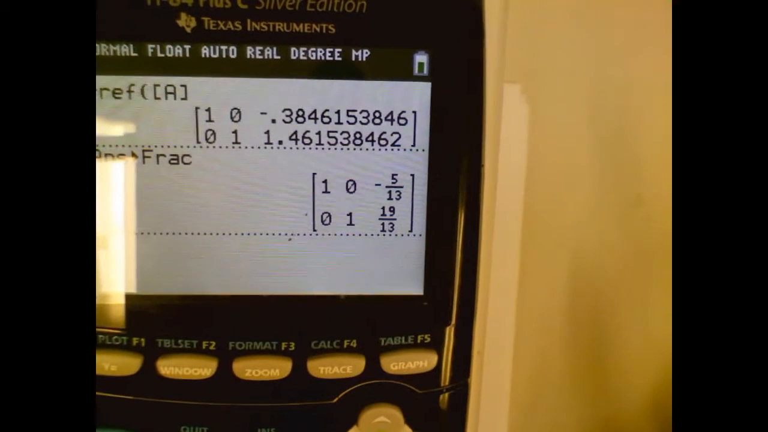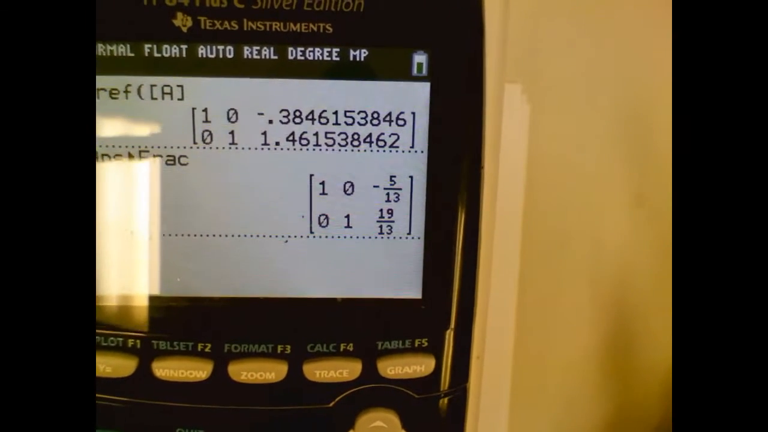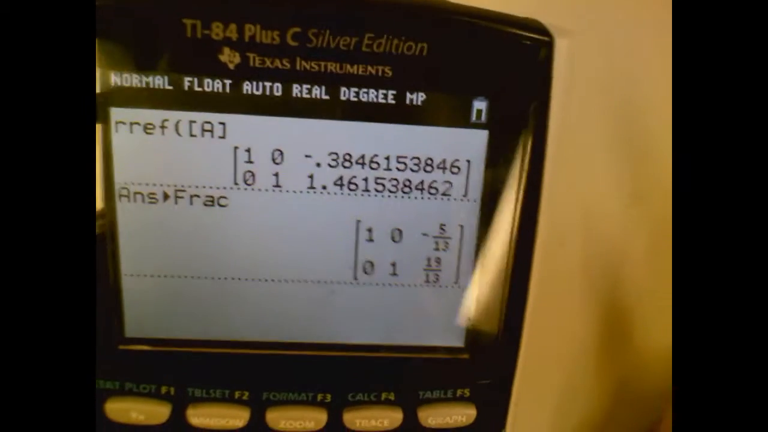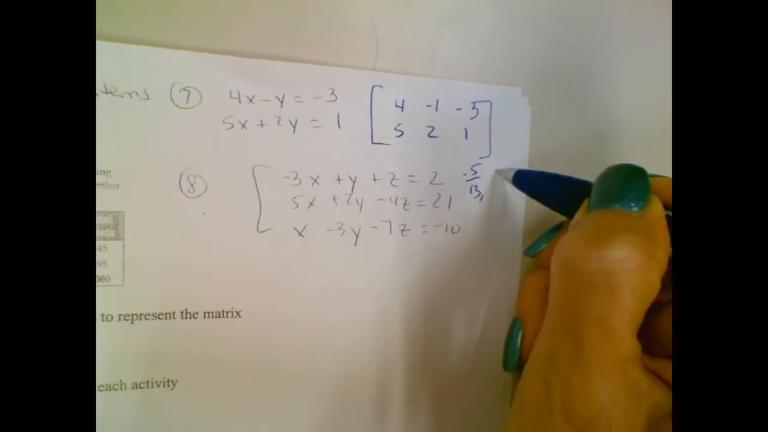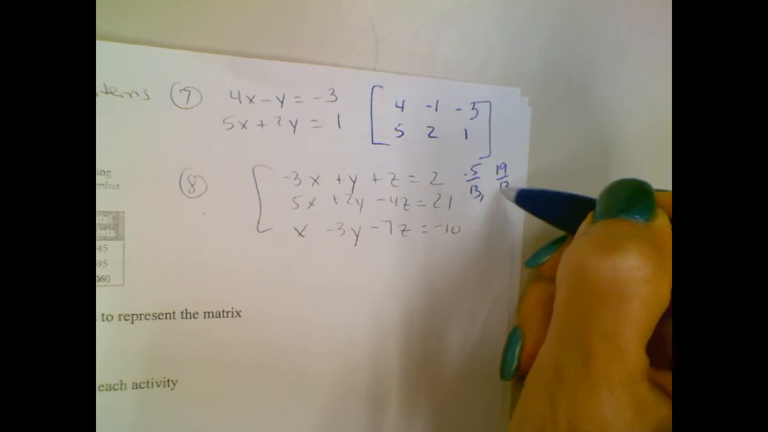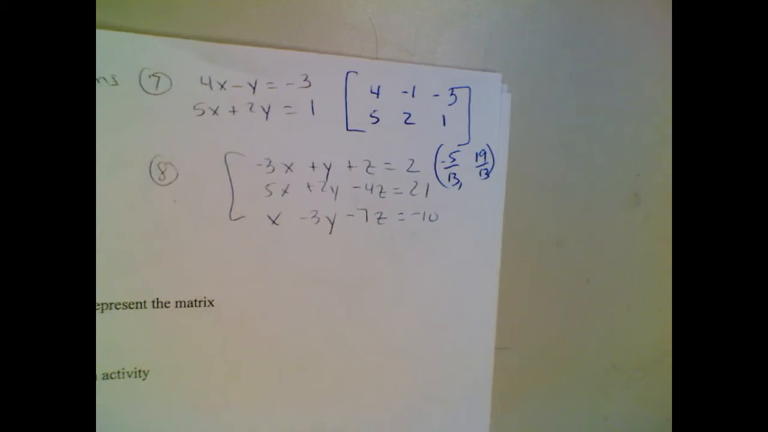So your x is negative 5/13 and your y is 19/13. So your answers are negative 5/13 and 19/13. That's your x and your y. So if you would graph these on a graph, that's where they would intersect.